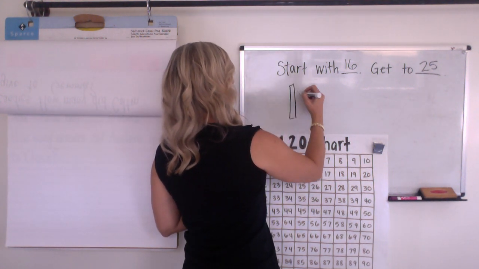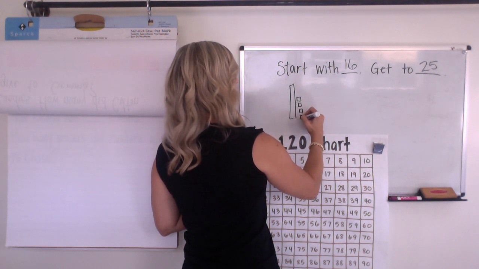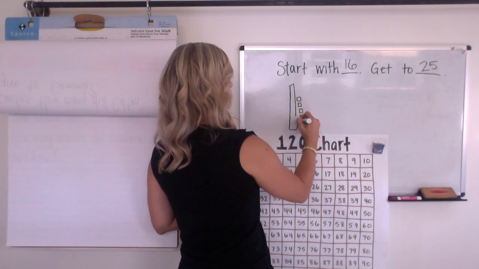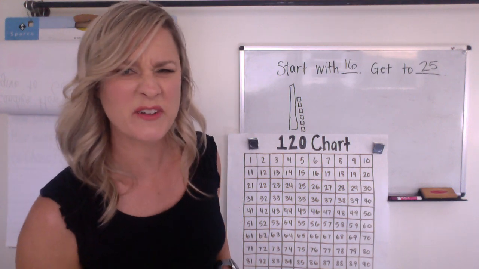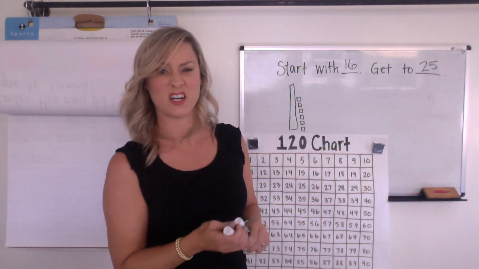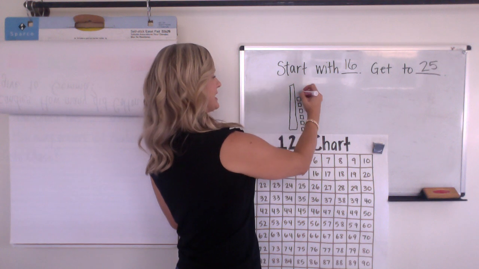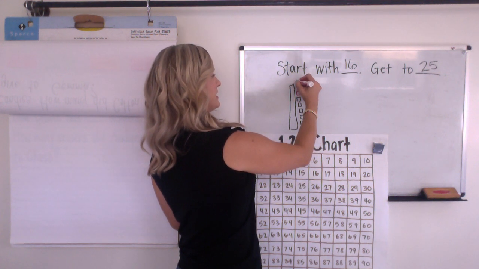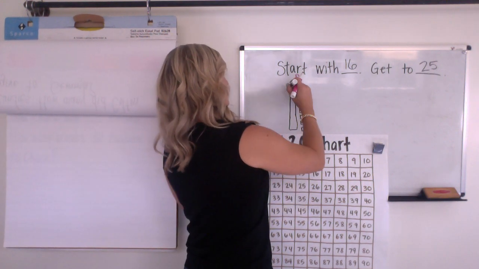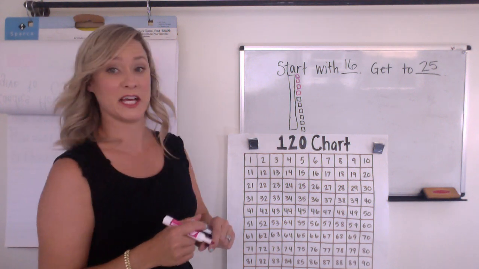We had 16, 1, 2, 3, 4, 5, 6. I'm going to make my 10 longer. And we had to get to 25. So maybe we did... Ooh, got to change my color. Sometimes different colors help us. All right, so let's see. Maybe I could do 6, 7, 8, 9, 10. Ooh, I should make my 10 longer in the other direction too. Okay, so now my 10 ones match my one long 10.